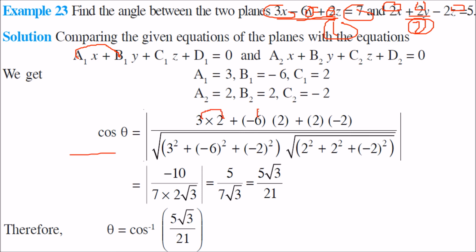a1a2 plus b1b2 plus c1c2, divided by under root this square plus this square plus this square, times under root this square plus this square plus this square. Divide it, and you get theta equal to cos inverse 5 root 3 by 21.